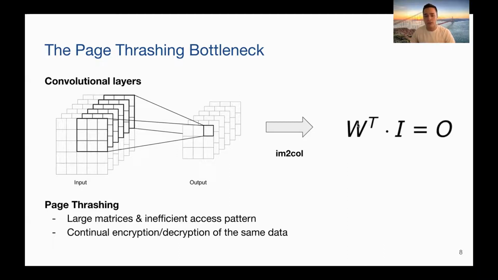And because we're multiplying large matrices together, and we have inefficient access patterns, that's how matrix multiplication works, you have continual encryption and decryption of the same data. You keep bringing in and out the same pages. And this is what we observe as page thrashing.